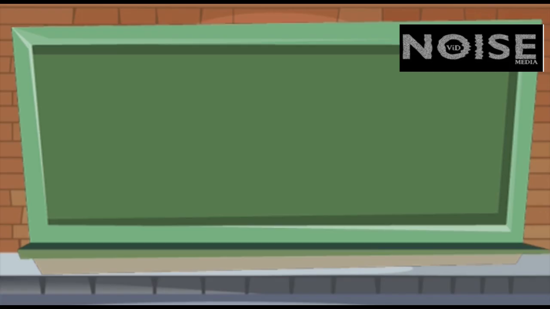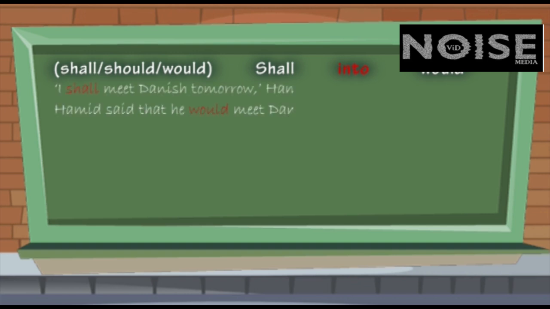Now you should know the use of shall, should, would. Shall normally becomes would in indirect speech. For example, "I shall meet Danish tomorrow," Hamid said. Hamid said that he would meet Danish the following day. But remember, if the sentence is reported by the original speaker, shall becomes either should or would, though would is more common.